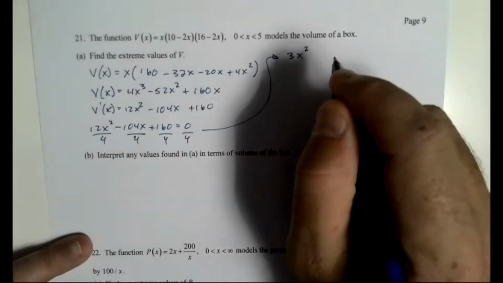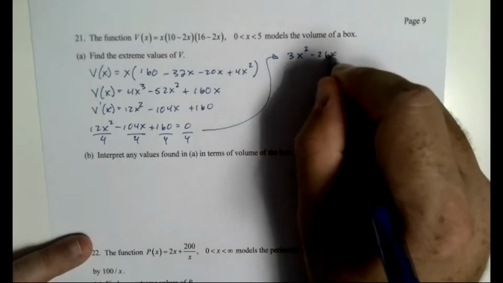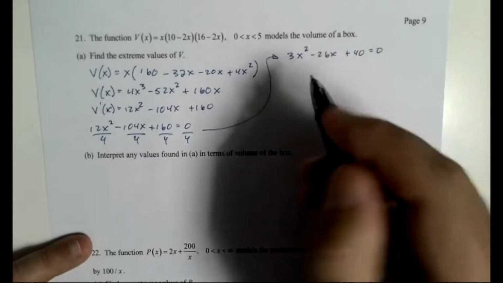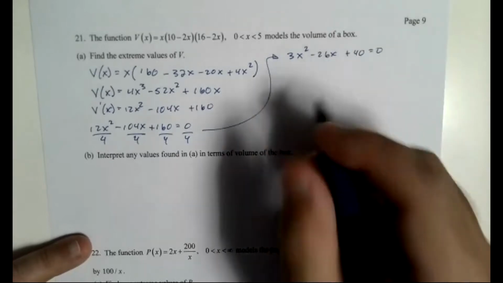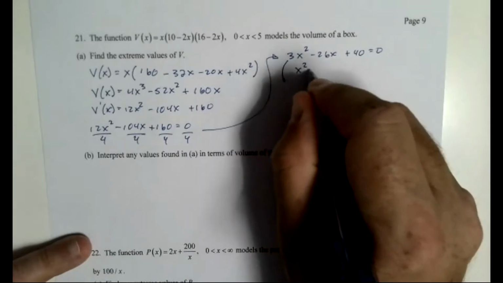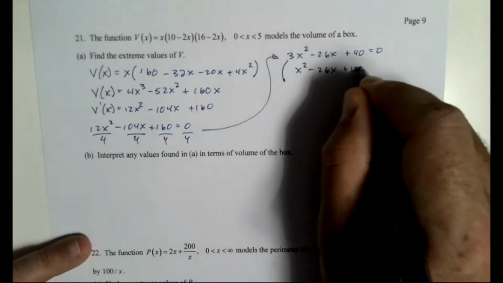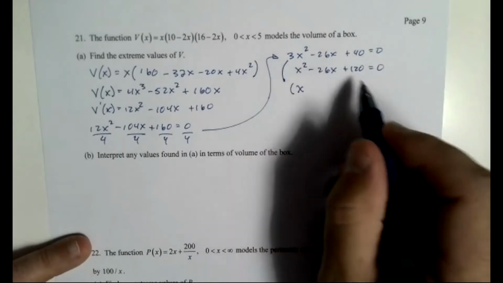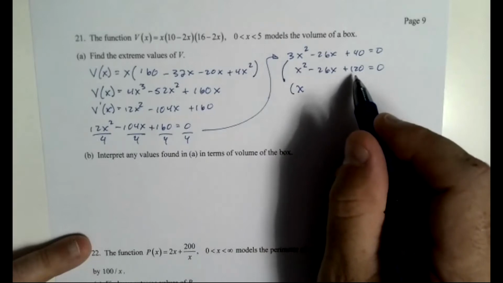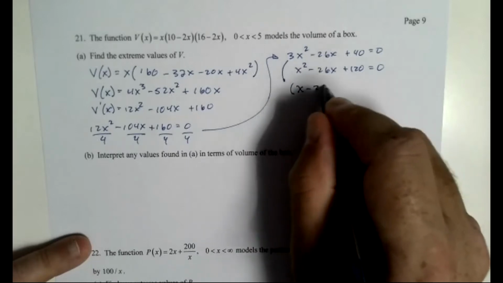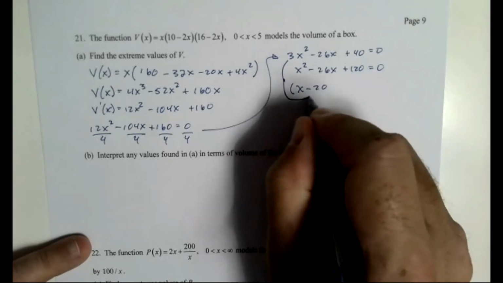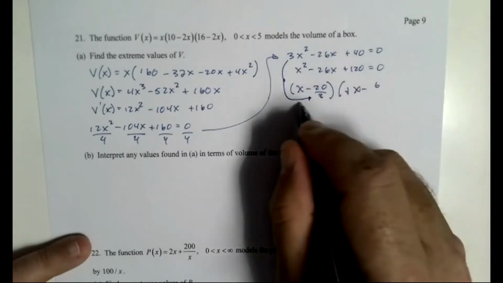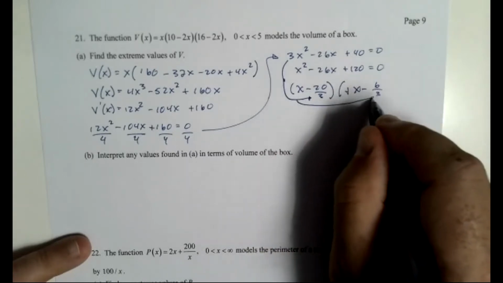3x squared minus 26x plus 40 equals 0. Those haven't seen the way I factor things now. 3 times 40, we pull this out. X squared minus 26x plus 120. Then we factor and shove it back in. X minus 6 times 20. X minus 20. And then we bring it back in here over 3 plus X minus 6. And we also bring it in here over 3.